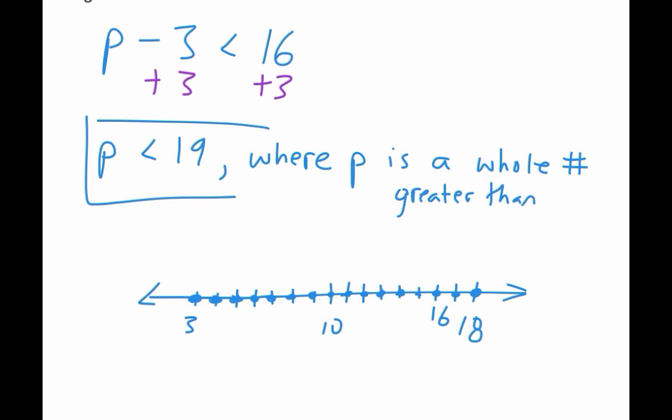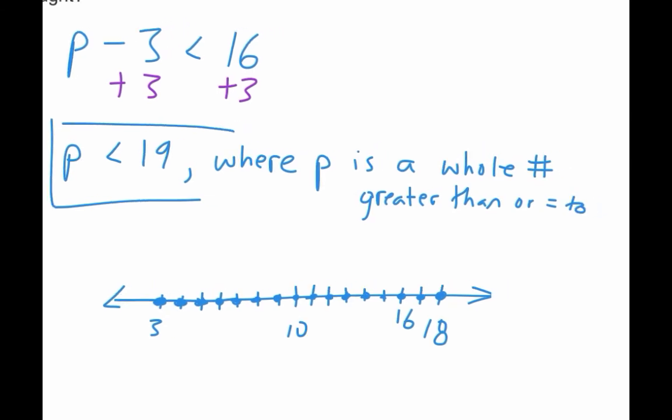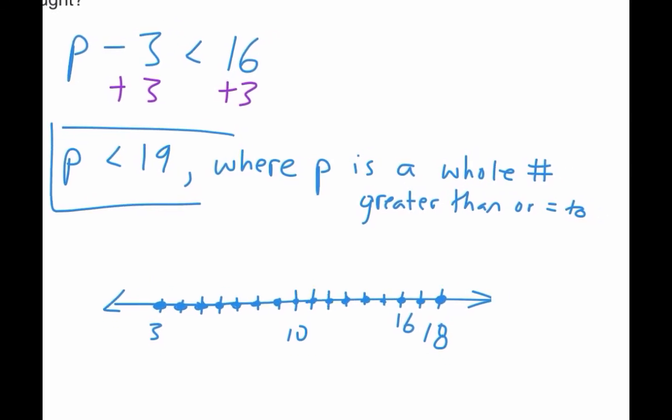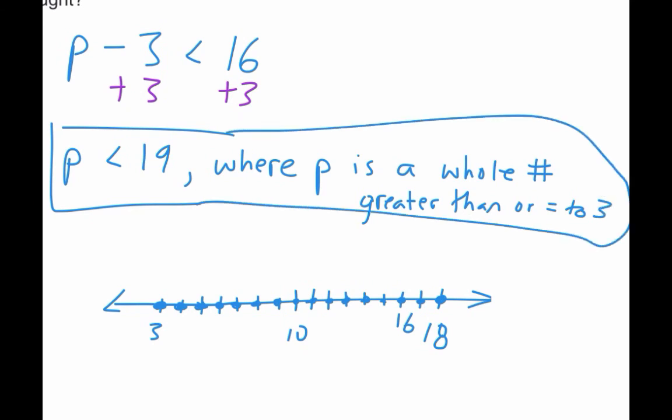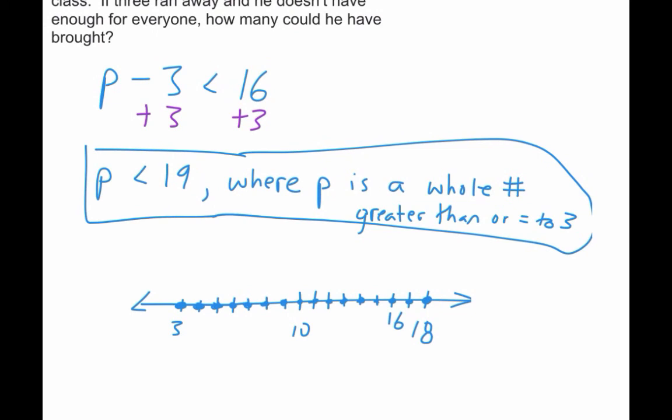You could say greater than 2, or you could say greater than or equal to 3. So there's options for how you could write it, which makes it a little bit more of a pain for checking your answers. But does it make sense?